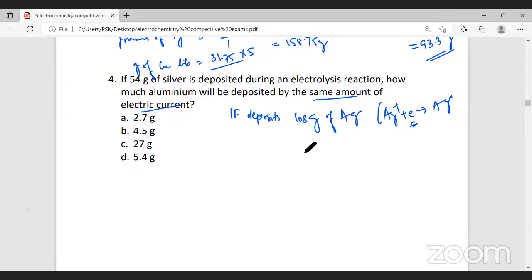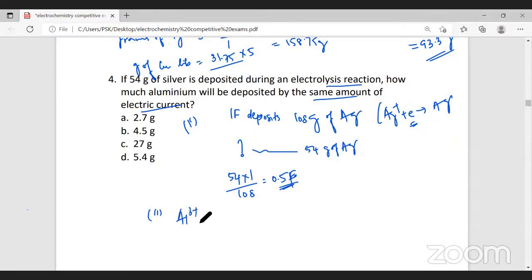So if that's the case, 54 grams of silver requires how much current? This is the first part of the question. 54 into 1 divided by 108, it is half a Faraday or 0.5 Faraday. So from silver, we found out how much charge is passed. Now using this, we are supposed to do the second part of the question.